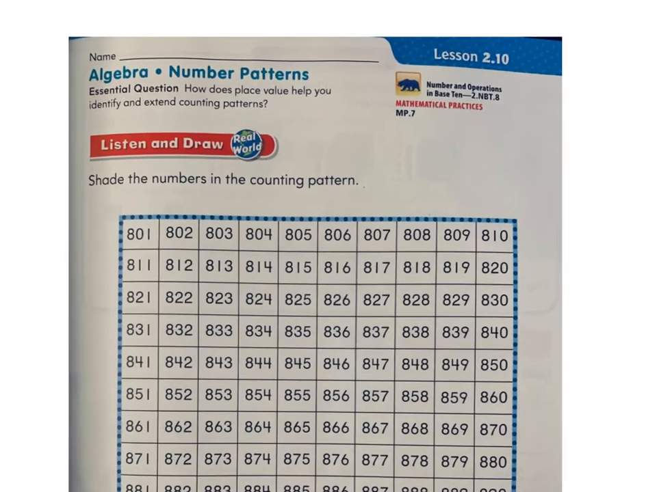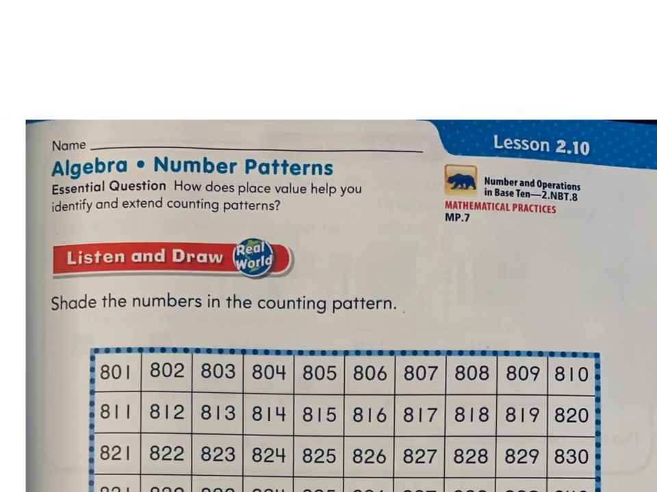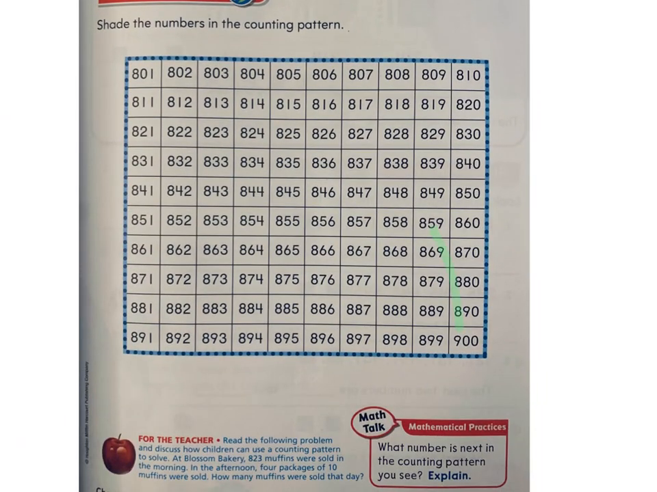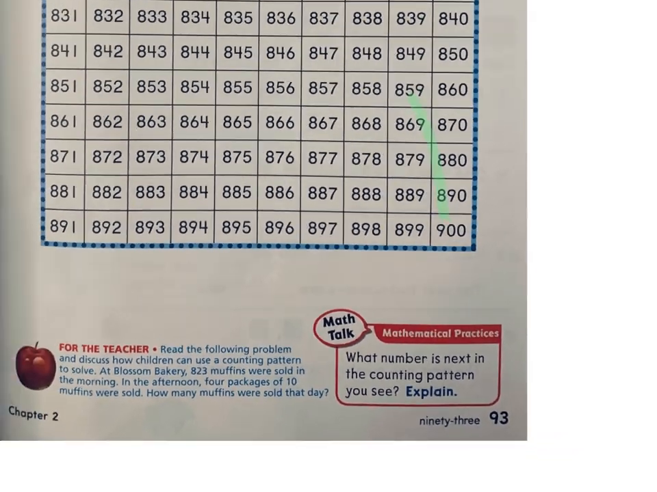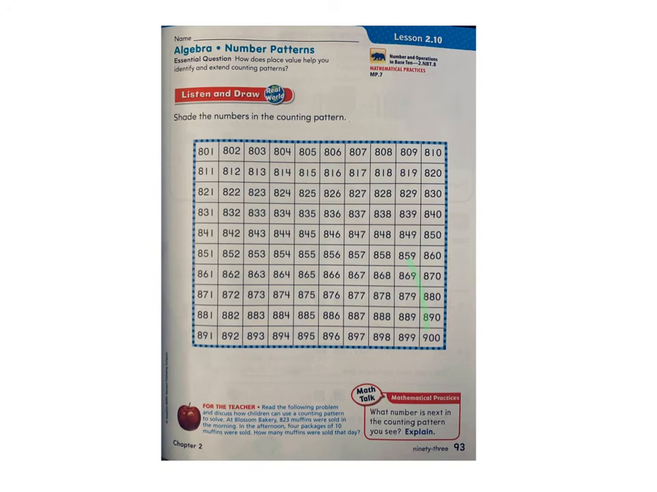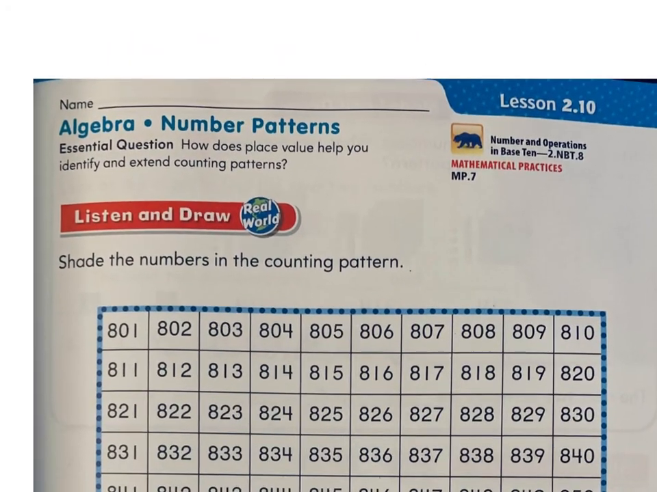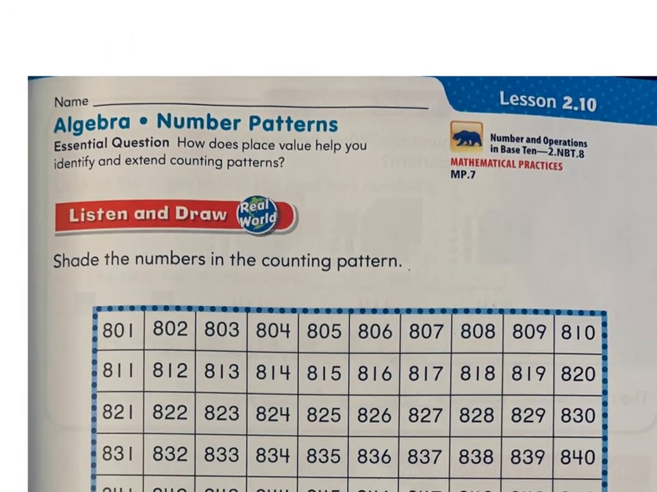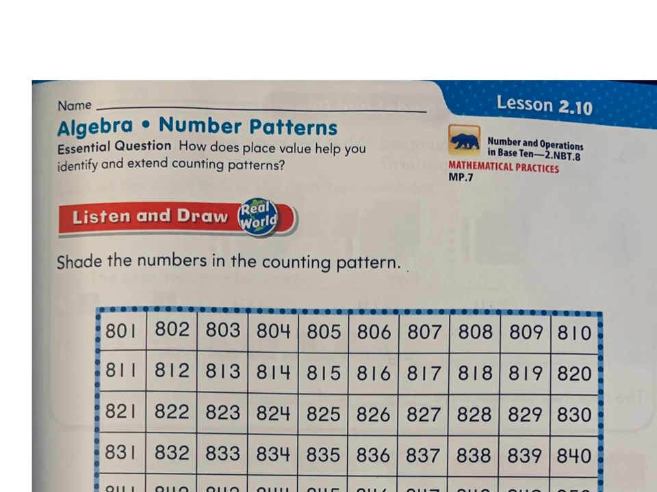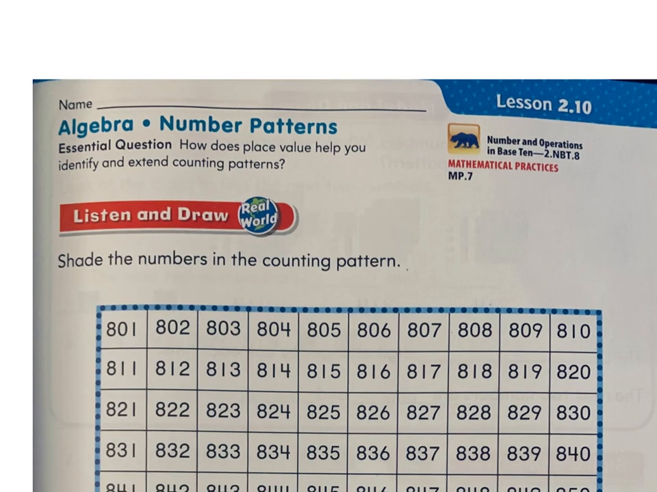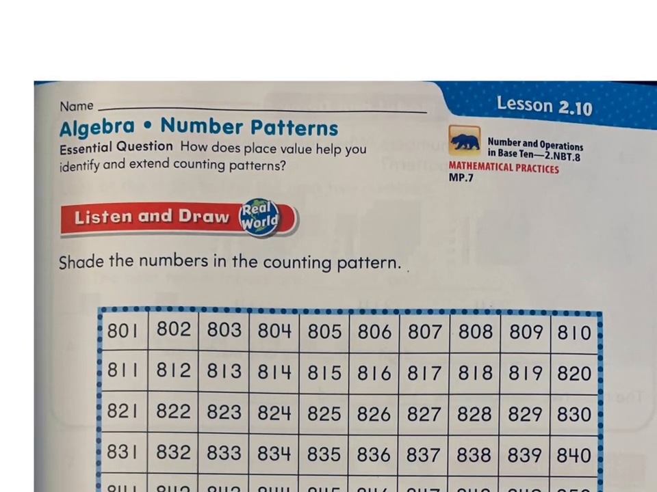So today we are on lesson 2.10 on page 93. Page 93. Our essential question, our big question we're asking is, how does place value help you identify and extend counting patterns?